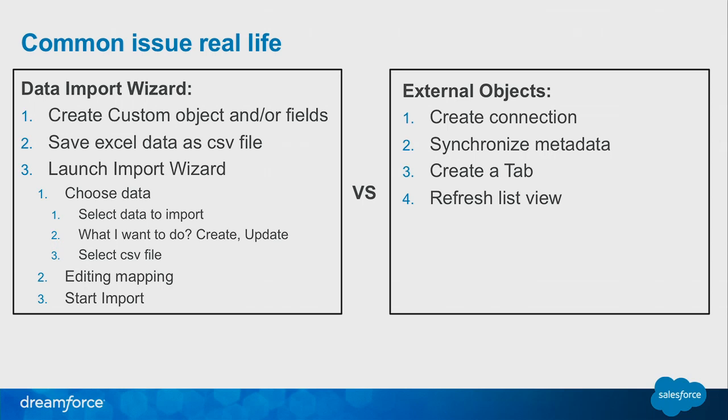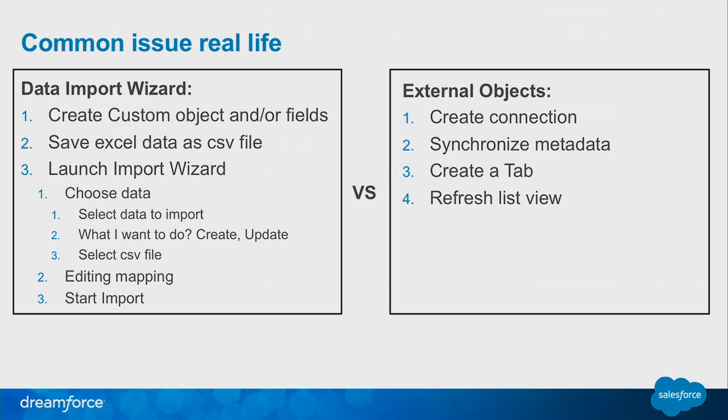Select what you are going to do, create a new row or update an old one, and select the CSV file. The next step is to edit the mapping, which means selecting all the CSV file column names and matching them with the field names. If these names match, this step is done automatically for us. And finally, start the import. It's a quite straightforward tool, and the wizard allows you not to miss any step.